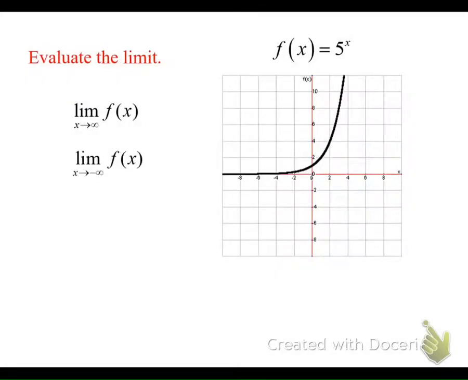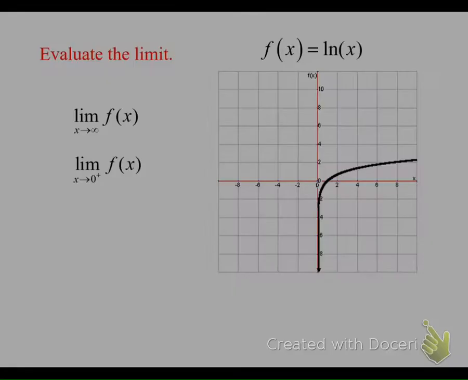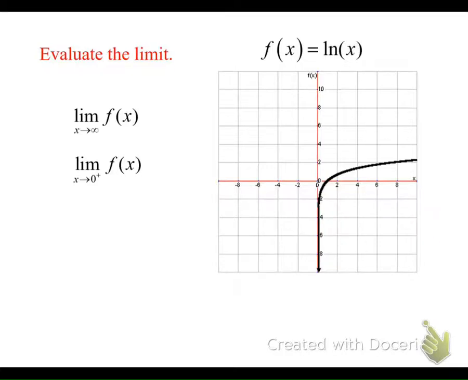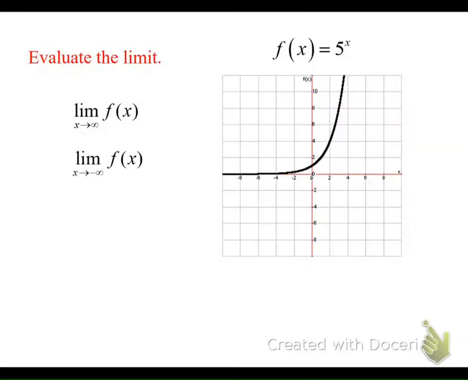Okay, exponential growth. The limit as x approaches infinity also goes up to infinity. The limit as x approaches negative infinity, 0. Easy, right? Okay. This is the natural log graph. You'll come across this pretty often. It's the inverse of exponential growth. So if you go back to that last graph, that was exponential growth.